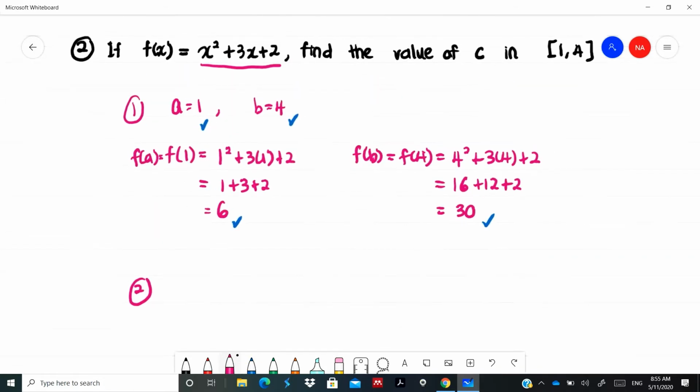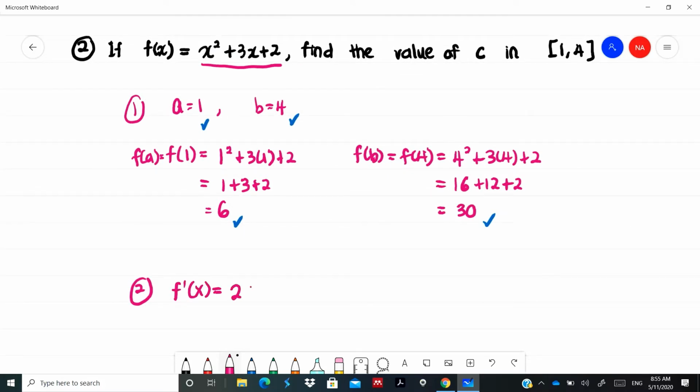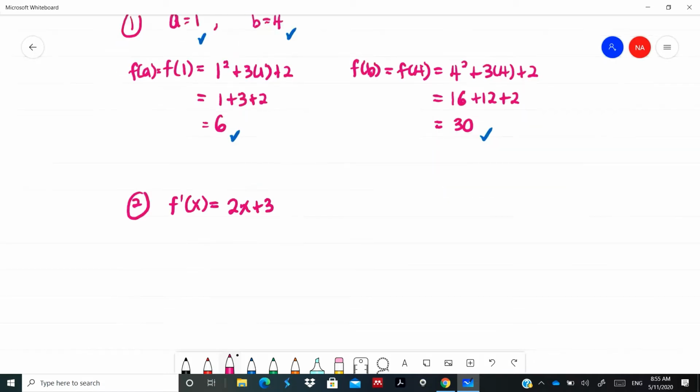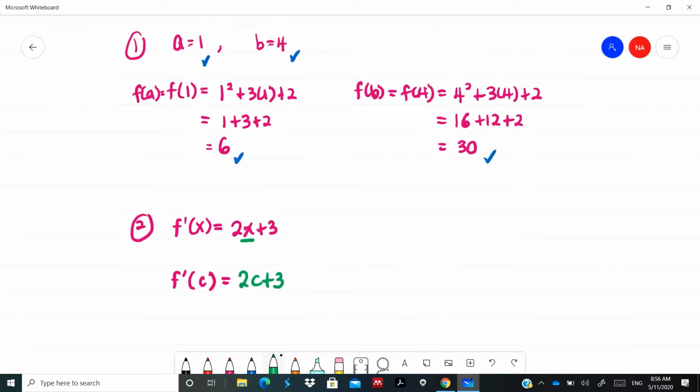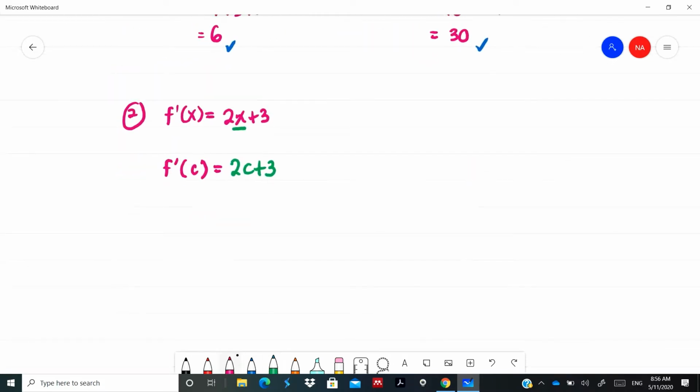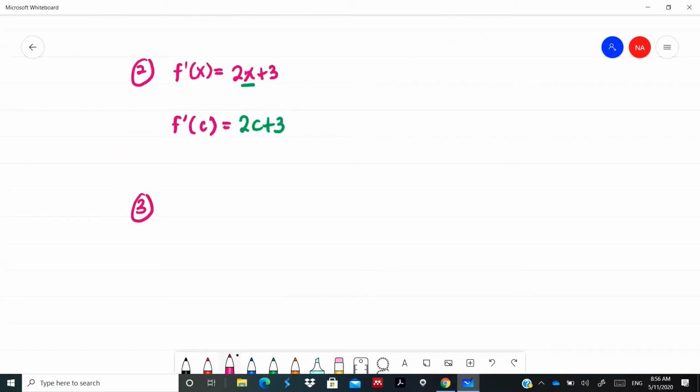So we have this f(x). To differentiate this, we'll have f prime of x given by 2x plus 3, and we have to replace the x with c. So we'll have f prime of c, where we just replace this x with c, giving 2c plus 3. That is the second step, and the final step is of course to use the formula.